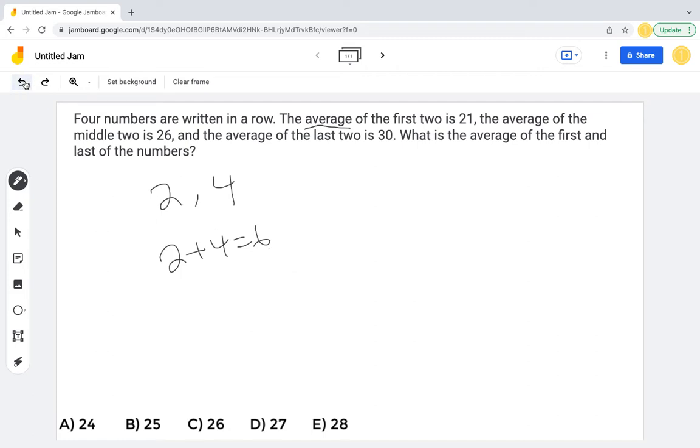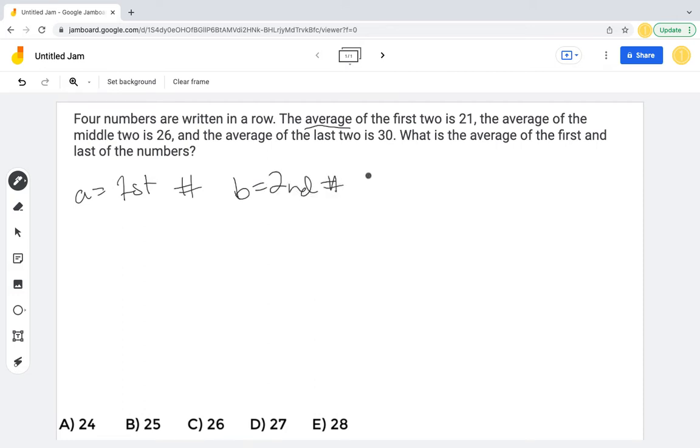So now that we got that out of the way, we can actually get to solving the problem. For this, we're going to need to declare four variables. Use A for the first number, B for the second, C for the third, and D for the fourth number.